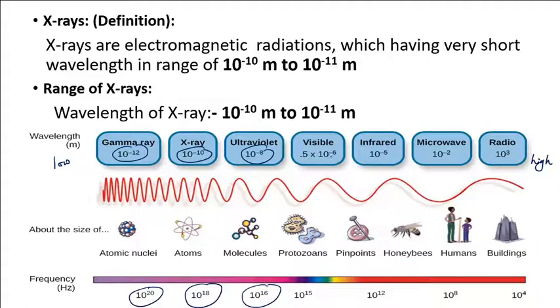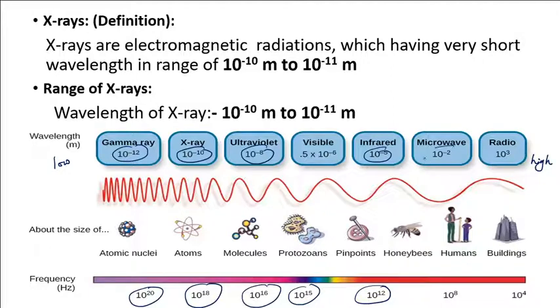The next comes visible light. The wavelength of visible light is 0.5 into 10 raised to minus 6 meter, and its size is compared to size of protozoans. Its frequency is 10 raised to 15 Hz. Next is infrared. The wavelength of infrared waves is 10 raised to minus 5 meter, and its size is compared to size of pinpoint or honeybees. Frequency is 10 raised to 12 Hz.